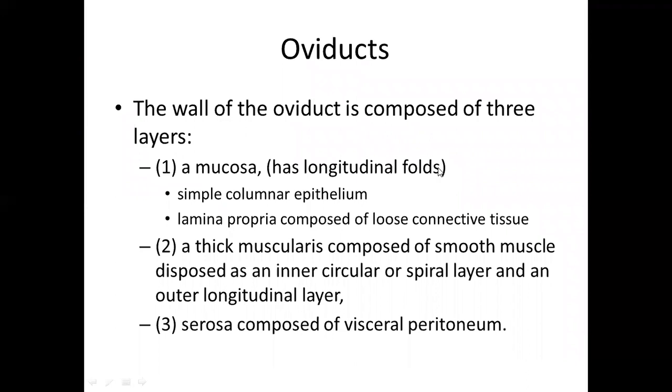Moving towards the next part, the oviduct, as it is a duct which is conveying the released ovum from the ovary towards the site of fertilization, if it has to happen. Then the oviduct has different names. It is termed the fallopian tube.